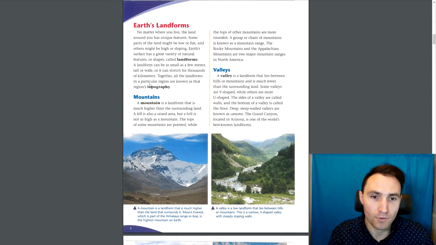And there are your first two vocabulary words for this. A mountain is a landform that is much higher than the surrounding land. A hill is also a raised area, but a hill is not as high as a mountain. The tops of some mountains are pointed, while the tops of other mountains are more rounded. A group or chain of mountains is known as a mountain range. The Rocky Mountains and the Appalachian Mountains are two major mountain ranges in North America.